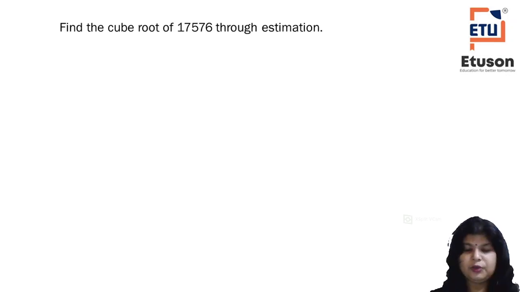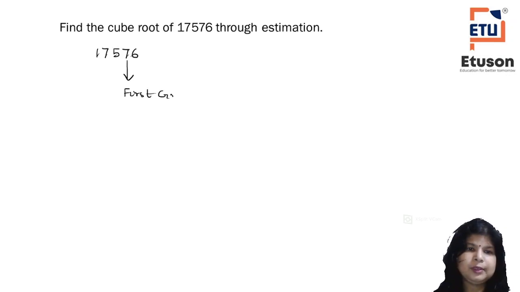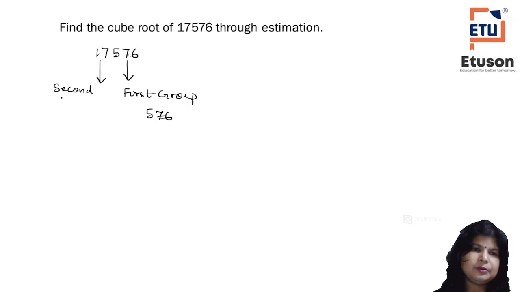Okay. So first what we have to do? We have to form groups, right? So you have 1, 7, 5, 7, 6. So your first group is 576, and your second group is 017, or you can take it as 17.